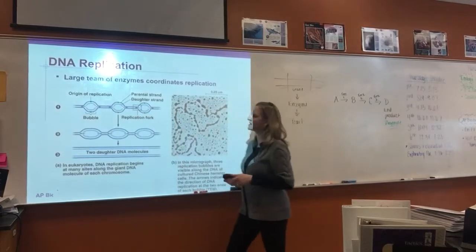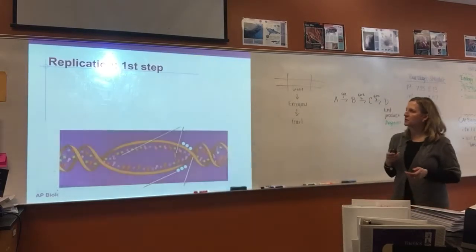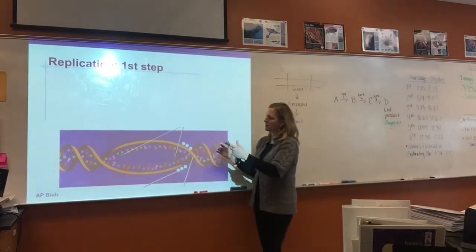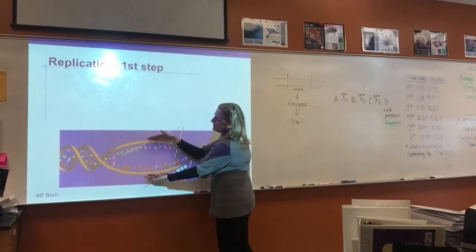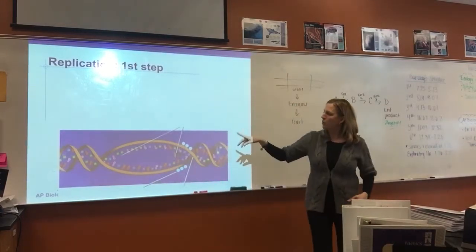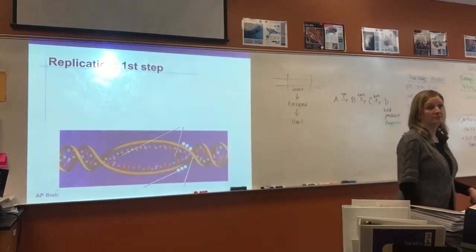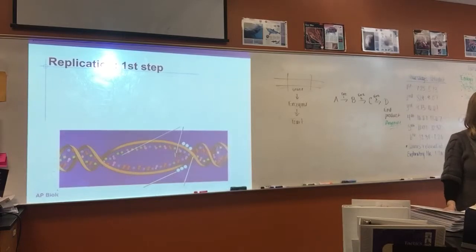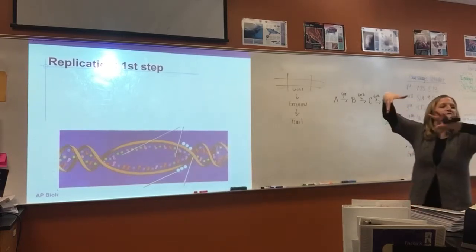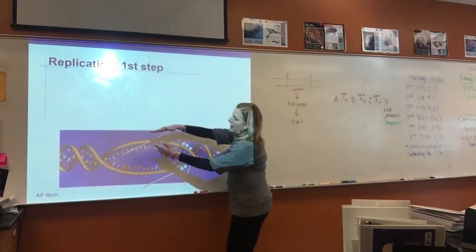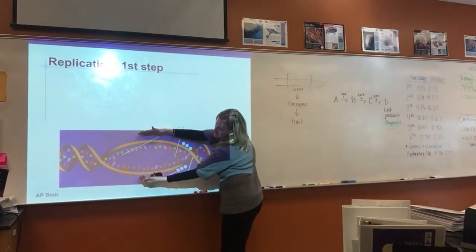Remember, I showed you this exact picture, that we have multiple origins of replication. So this picture here is showing you a little bit more in depth. So here's one replication bubble. What enzyme helps to make that? Helicase. So helicase untwists and breaks the double bond, or the hydrogen bonds, between them.